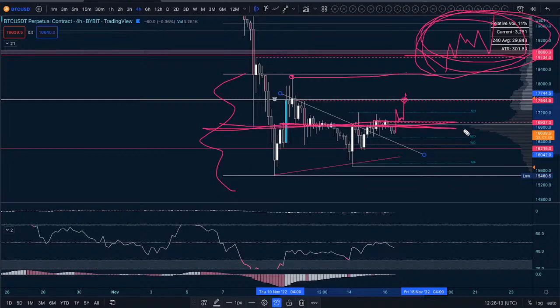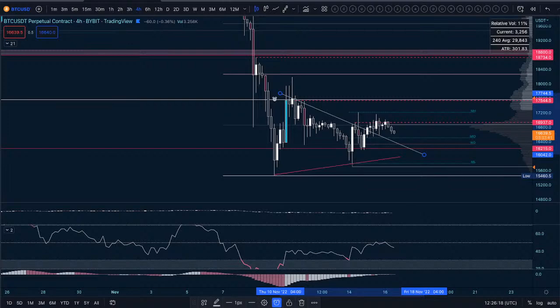Now we're below this level. If we flip, fine, we can scalp long this. And let's check ETH.